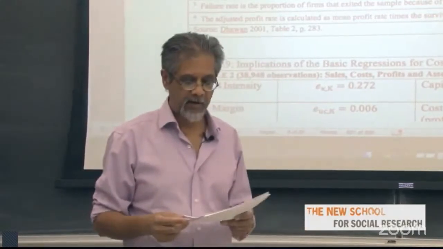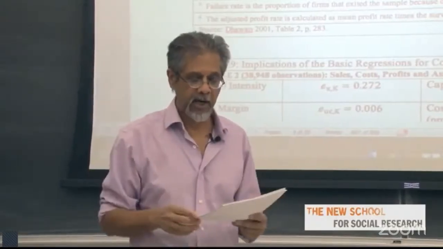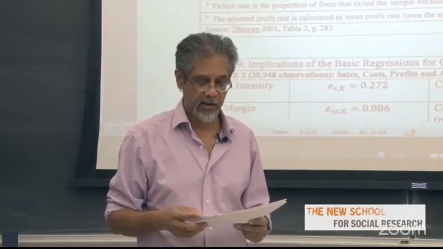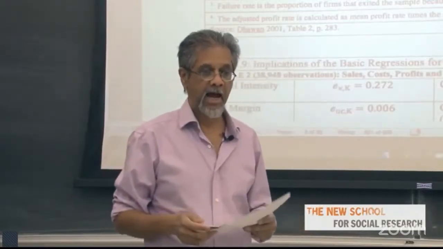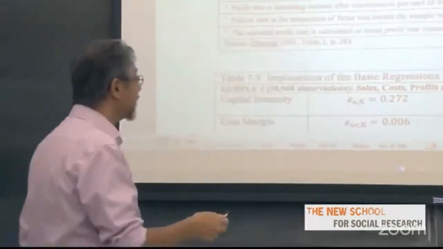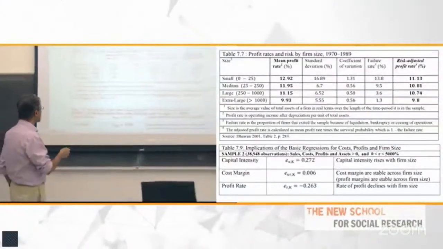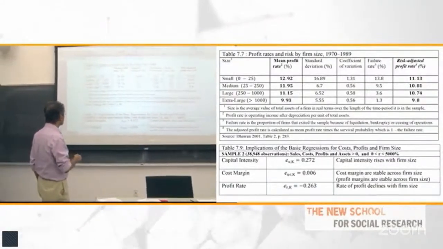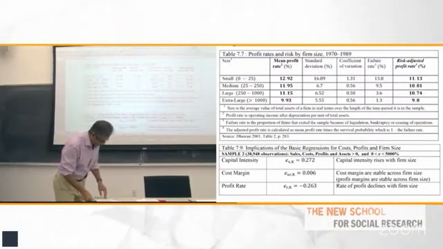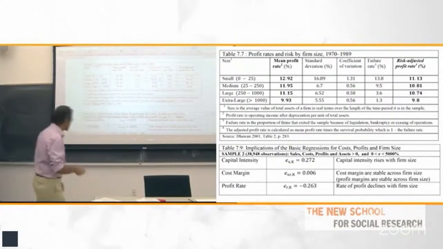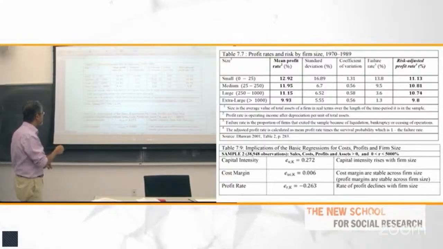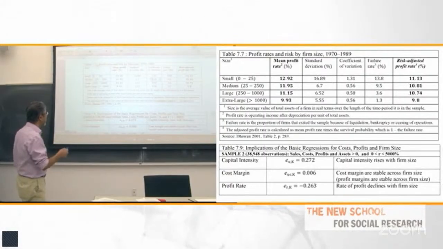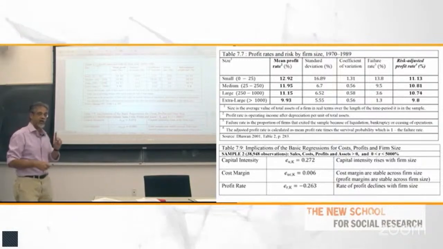He takes a CompuStat file, ultimately filtered down to 935 publicly traded firms on the US Stock Exchange from 1970 to 1989. And the principal finding is that the average profit rate is lower for bigger firms. So here's the firm size. These are in millions, I think. Yeah, millions. So firms from 0 to 25 million are called small firms, 25 to 250 medium, 250 to 1,000, and extra large over a billion. The profit rates consistently go down with firm size, so bigger firms have lower profit rates.